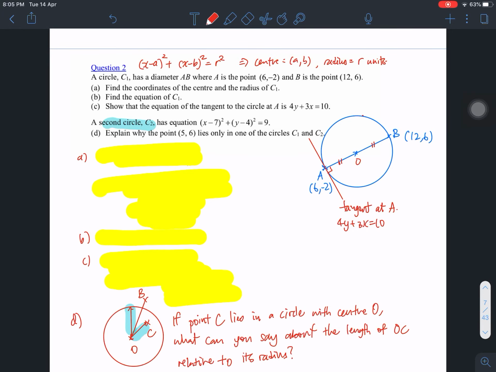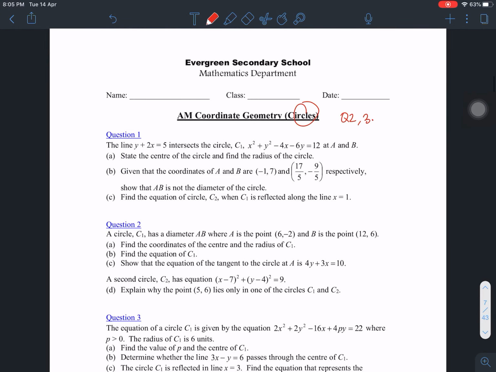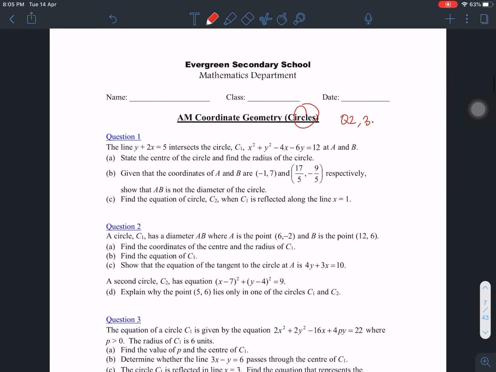Right, dear students, welcome back to this video series where we'll be looking at our A math worksheets. So for today, we'll be looking at coordinate geometry, right? The circles portion of the chapter.